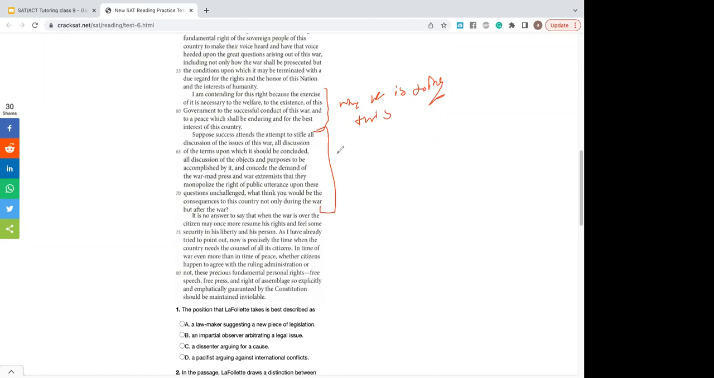So there are consequences if the right is given up, I guess.